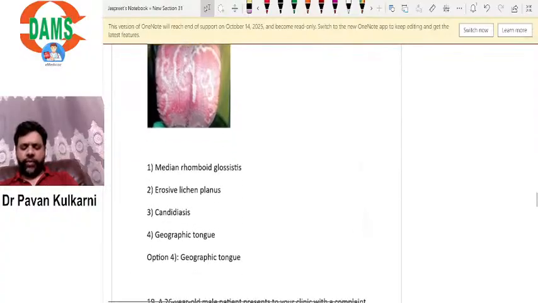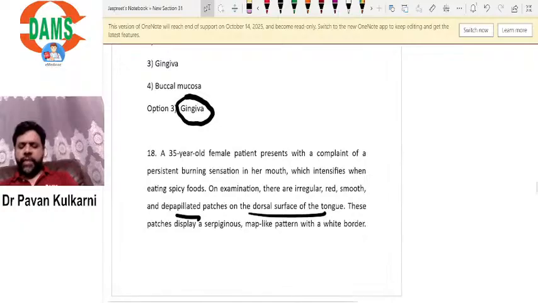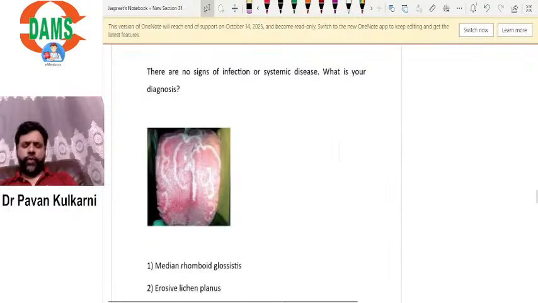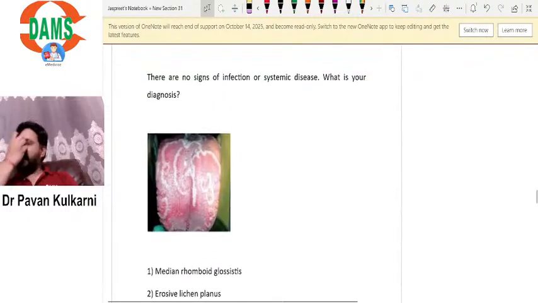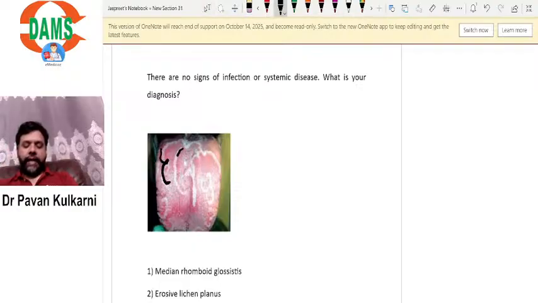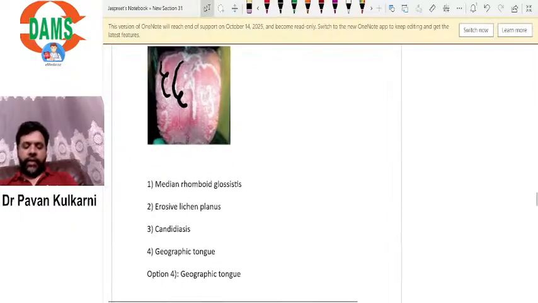What is your diagnosis? If you see, basically, there are 2 things here. From the first part, they have confused you. As soon as you see burning sensation of the mouth on eating spicy food, what will come to your mind? OSMF, oral submucous fibrosis. But later, when you see the clinical lesion, characteristically there is depapillation of the tongue and a serpentinous pattern, that is typically a geographic tongue.